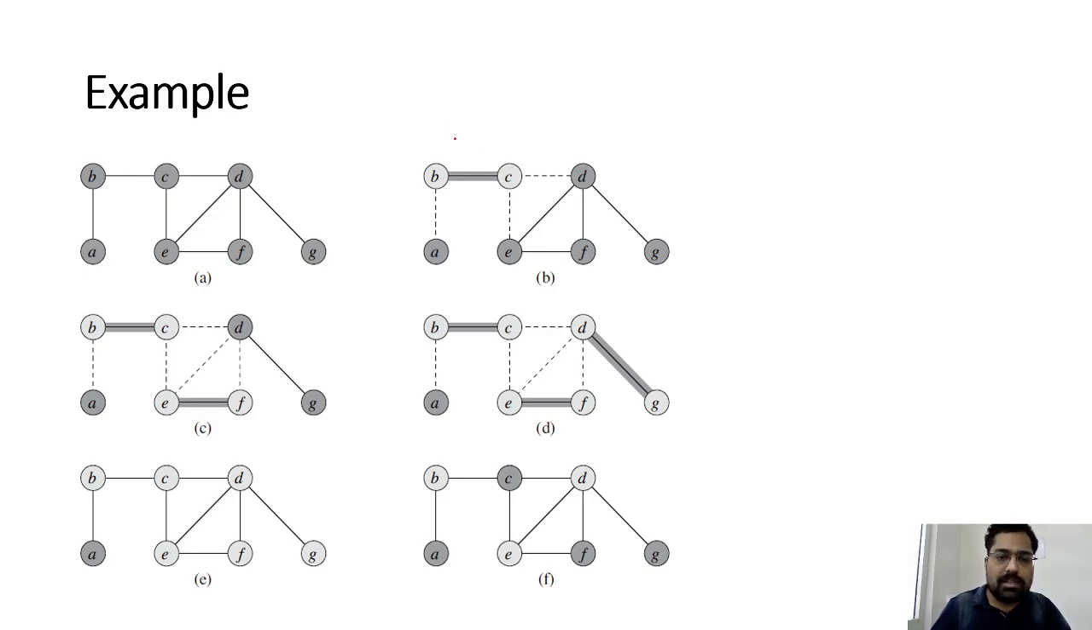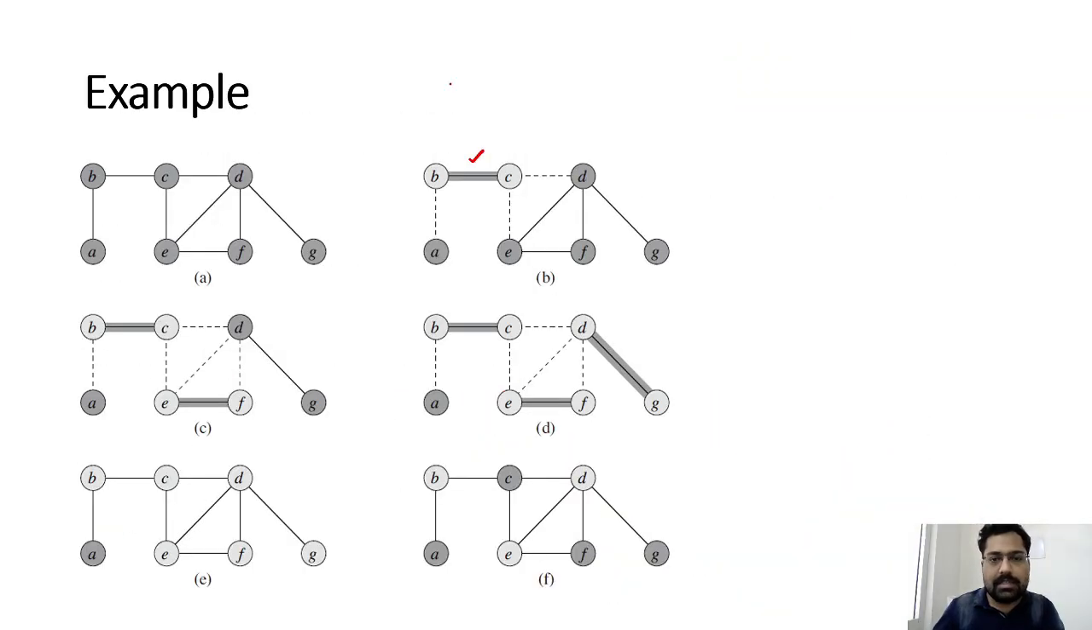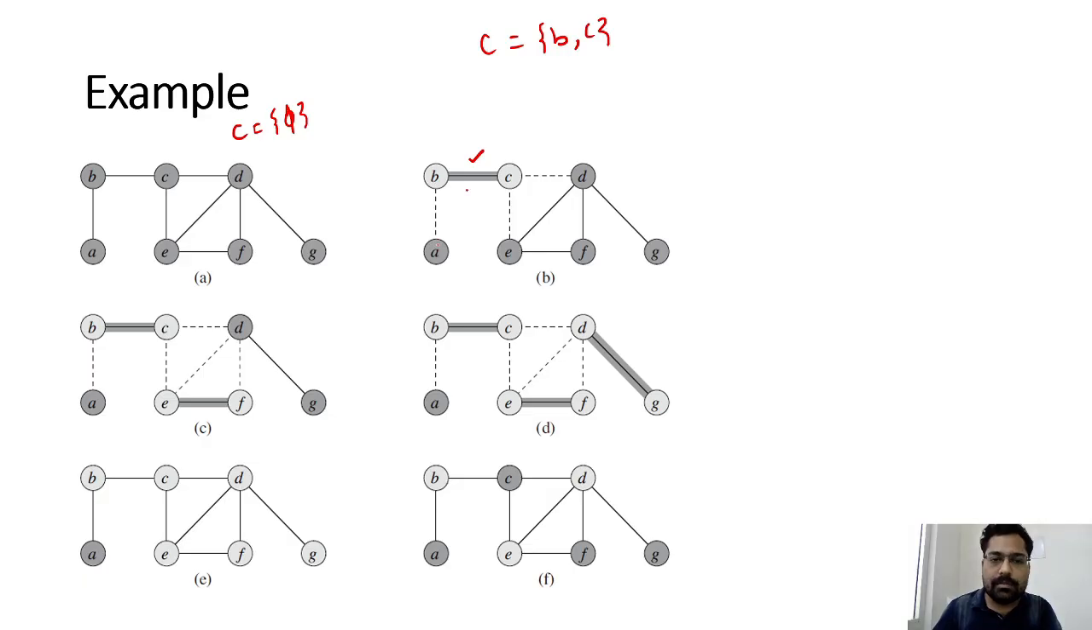Okay, so once this edge is selected, line 5 says C was previously phi, and now C is B comma C, the 2 elements we have included. Clear? Next, as per line 6, remove every edge incident on them. B to C which are connected, we have to remove. The dotted line says we are removing that one. Clear? This is what the C value is. I'm just writing the C value here.